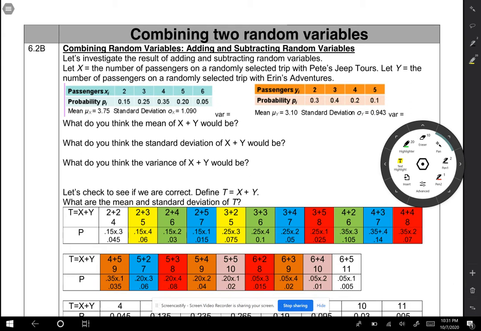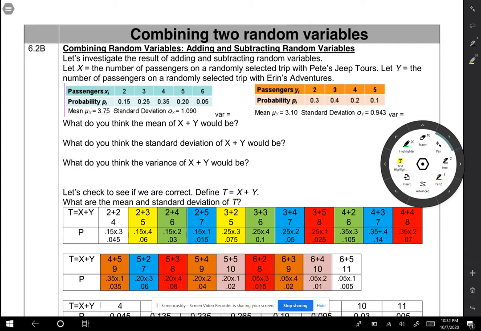Let X equal the number of passengers on a randomly selected trip with Pete's Jeep Tours. Let Y equal the number of passengers on a randomly selected trip with Aaron's Adventures. You see those two distributions, the light blue and the orange. Underneath each one, you're given the mean and the standard deviation of each distribution. Then there's a little blank spot for variance, and I'll get to that in a second.